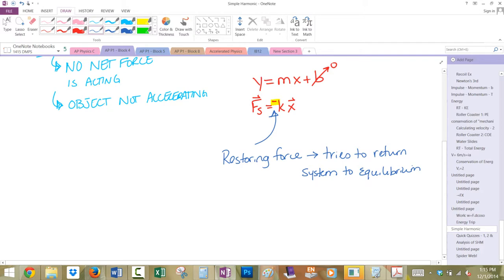Tries to return a system to equilibrium. What's that, Mira? Just a question about before. If the object is moving at a constant velocity, would that also be considered equilibrium? Yes, as long as it's not accelerating. Okay. Yes, absolutely.